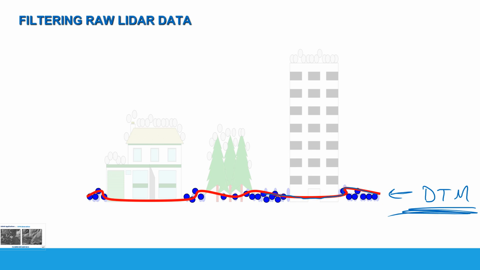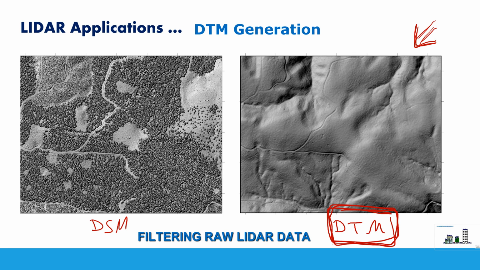This red line here. Okay, by applying this kind of filters, we can, in the end, get this result here, which represents the digital terrain model. So this is LiDAR data before filtering here, and this is LiDAR data after filtering.